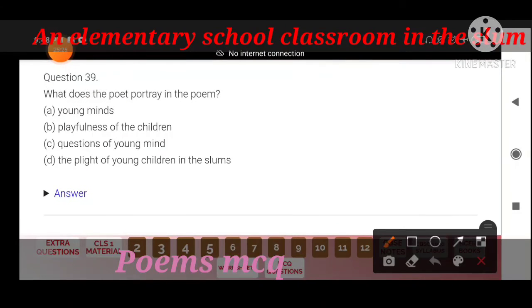What does the poet portray in the poem? Young mind, playfulness of the children, questions of young mind, and the plight of young children in the slums. So the answer is this one.